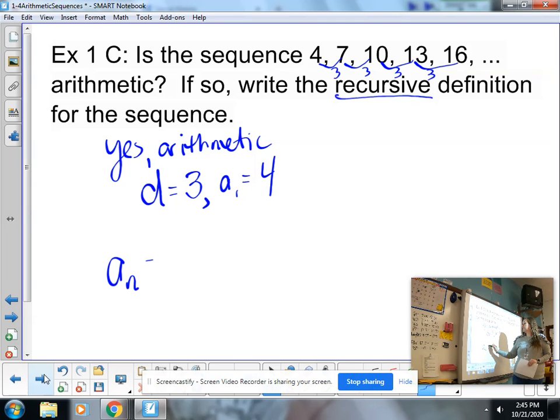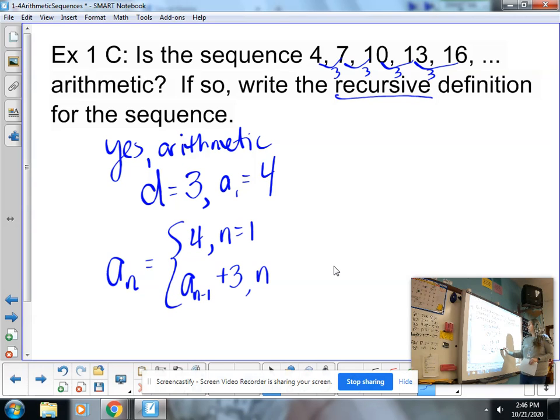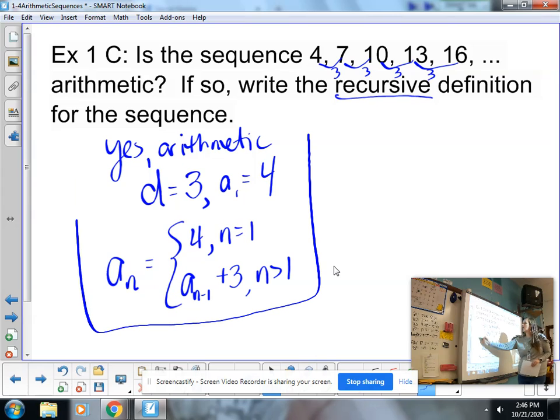So the formula for a sub n is equal to the first term, which is 4, and that's if n is equal to 1. And then it's equal to a sub n minus 1 plus 3 for all of the n's that are greater than 1. So this would all be part of your solution for that.